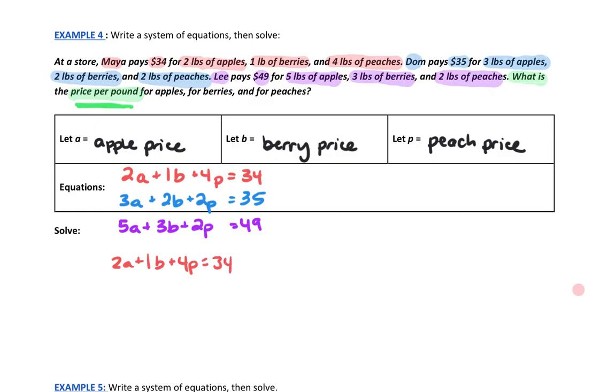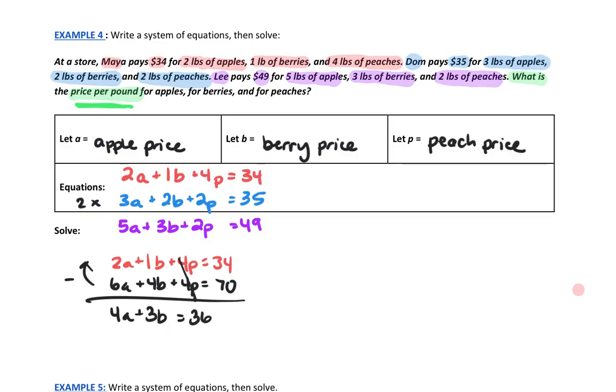And we're going to take the blue equation and multiply it by 2. So let's see, we have 6A plus 4B plus 4P is equal to 70. All right, now if we subtract, I'm going to end up with a bunch of negatives, and you don't have to do that. So subtract black. So we're going to go black minus red, right? Black minus red. So 6A minus 2A is 4A. 4B minus 1B is 3B, and these will cancel. And 70 minus 34 is 36.